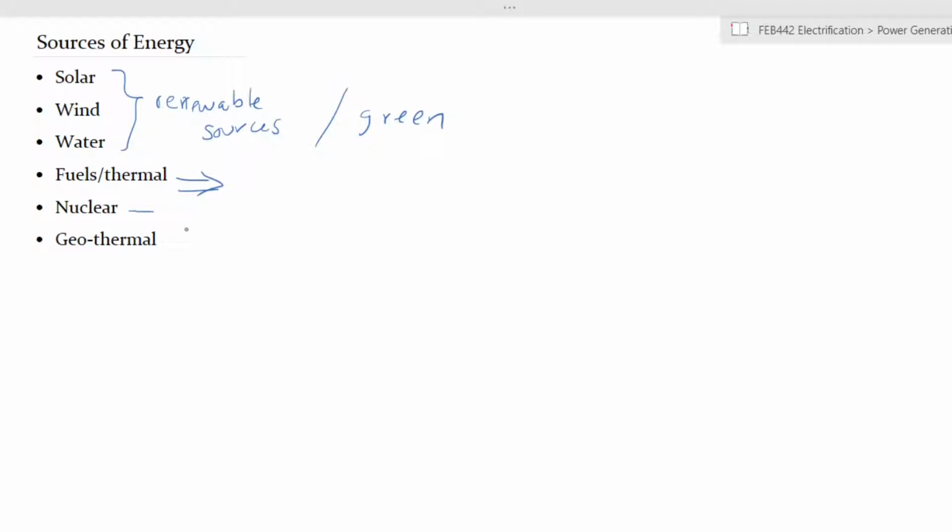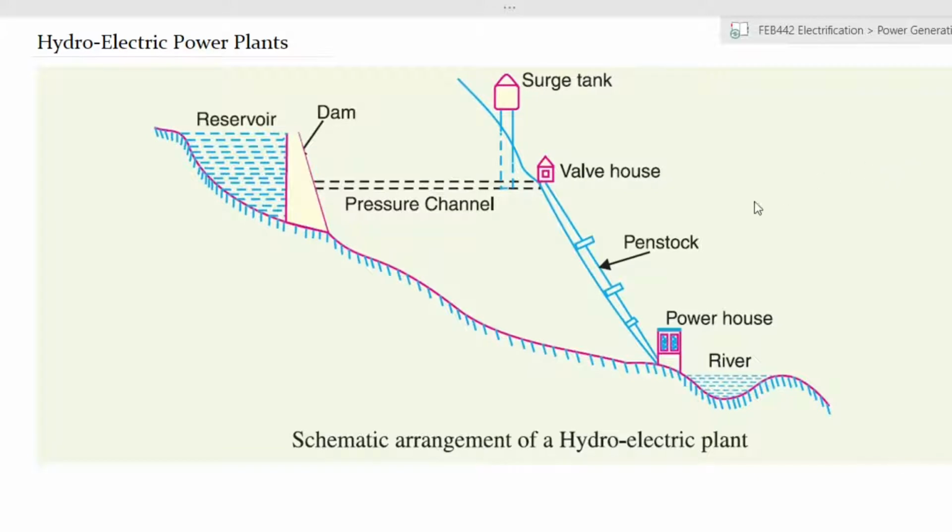Now when you have these forms of energy, how do you convert them into electricity? Let's start with hydroelectric power plants. In Kenya, this is one of the most common. It used to be the most common form of power generation. However, this has now been overtaken by geothermal, which we will look at shortly.